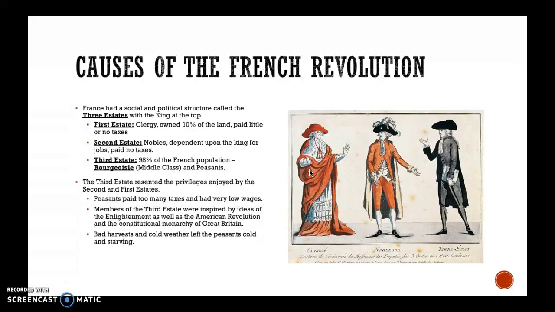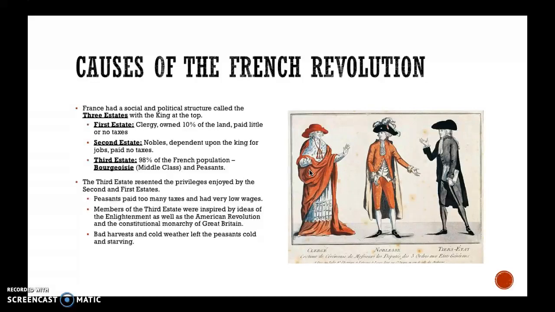The Third Estate was really, really upset at the privileges that the First and Second Estate enjoyed. The peasants paid all the taxes, and they had very low wages to pay those taxes with. Members of the Third Estate loved these ideas that came along with the Enlightenment, and they also loved the fact that the American Revolution had overthrown the monarchy in Great Britain over them, and the British had installed a constitutional monarchy limiting the power of the monarch there.